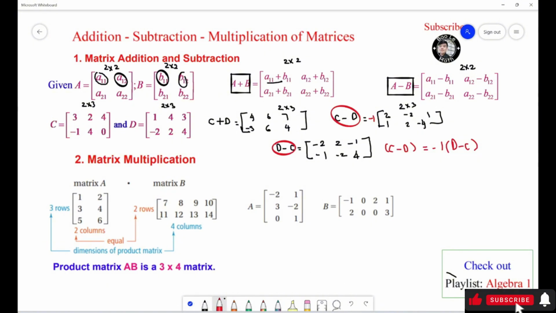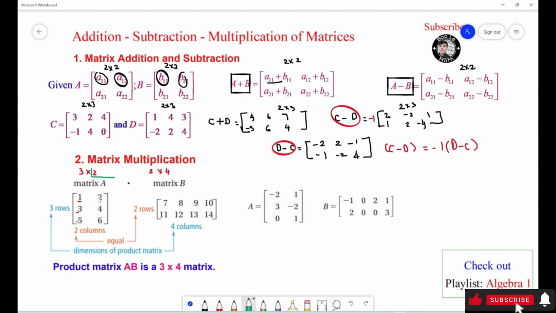Now we're going to move on to the next one. Multiplying two matrices. When you multiply two matrices, you need to check the dimensions. Look at the first one. It has 3 rows and 2 columns, so it's going to be 3 by 2. The second one has 2 rows, so it's 2 right here, and 4 columns, so it's 2 by 4. The first matrix is 3 by 2, the second matrix is 2 by 4. Now you're going to check this.